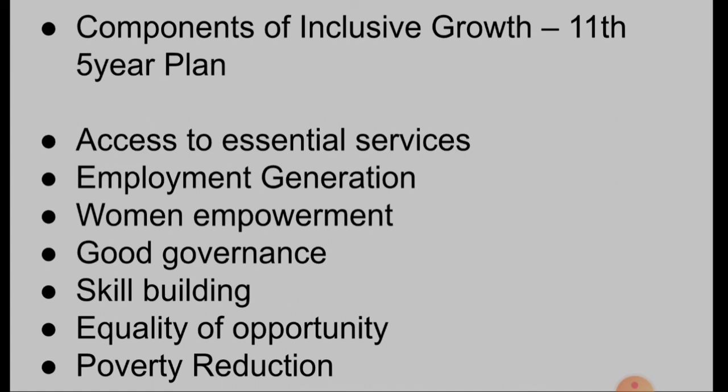Then good governance. There are government schemes for good governance also, like the Member of Parliament Village Development Scheme. Then skill building: the Skill India campaign by PM Narendra Modi, increasing the skill of people in the villages. There is also a scheme based on that. Then equality of opportunity is provided by providing quality basic facilities to all the people. Then poverty reduction, there are many schemes for poverty reduction also.